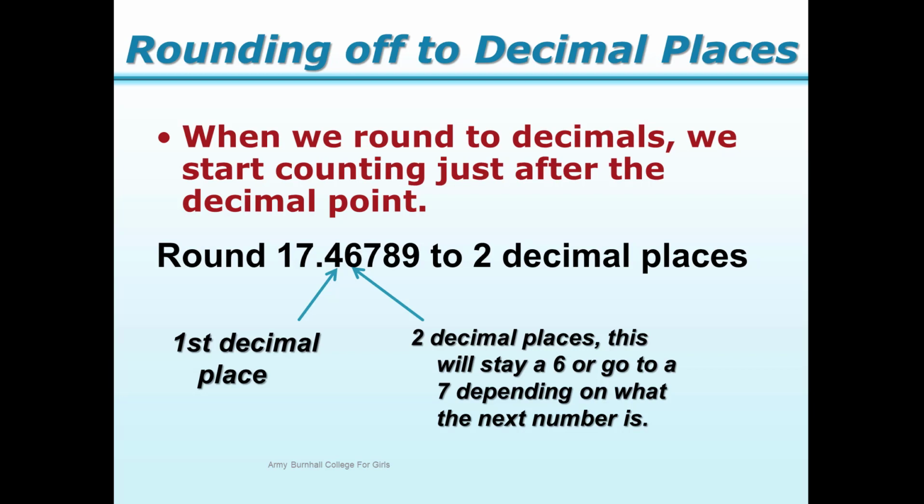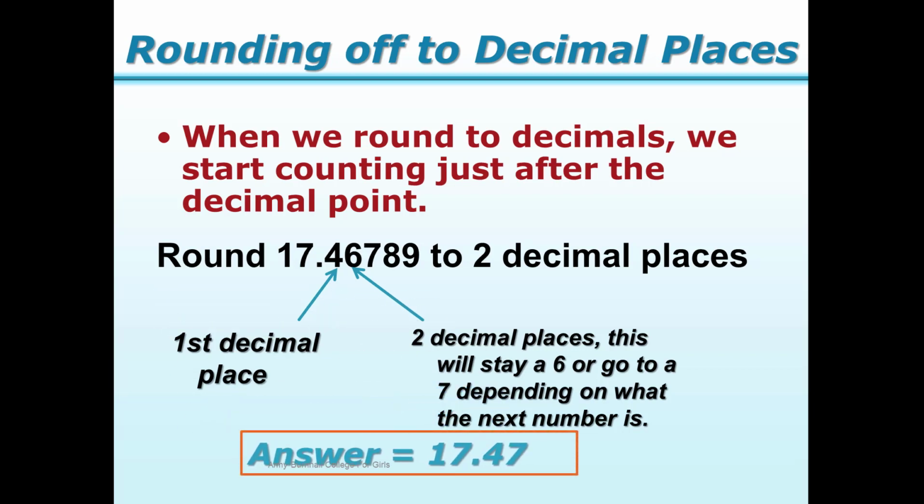This will stay a 6 or go to a 7 depending upon what the next number is. We will check what the next number is. The next number after this 6 is 7. Okay, so this 6 will become 7 and the answer will be 17.47. So it is now rounded off to 2 decimal places. Okay, so after addition and subtraction, we have to round off to the minimum number of decimal places in the given values.